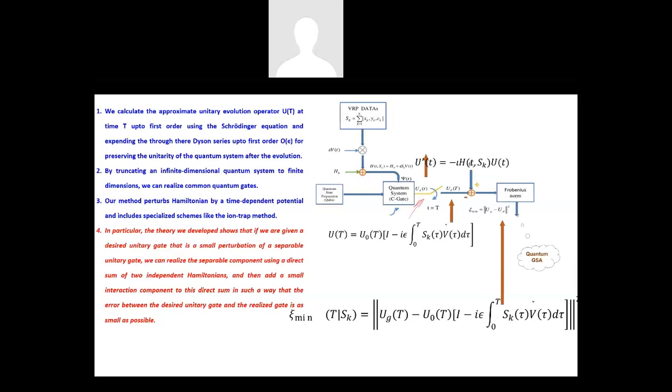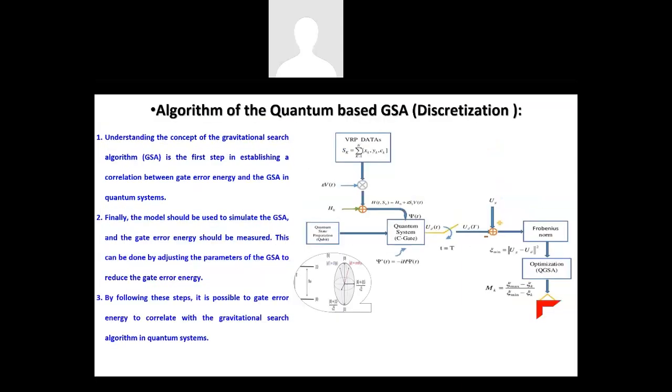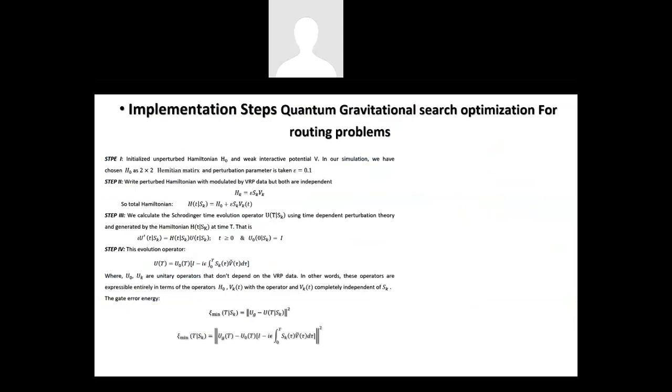compare with your ideal one to the derived one, and define the gate error energy, which should be minimum. When it is minimum, then apply the GSO, and this GSO works on a mass basis. So how will it work? The larger the mass, the more optimal the value. So this is the actual process, and I'm writing some mathematical equations based on this.